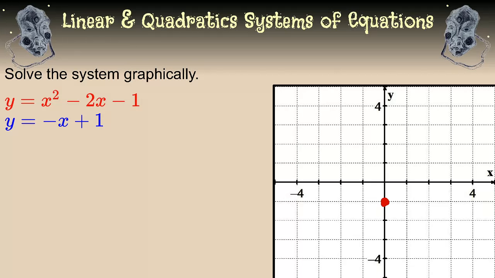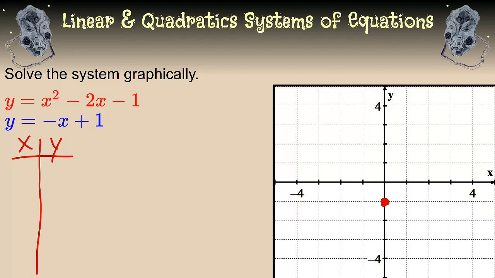And now I'm going to make a table. I could try to see if it factors. It does not factor. All right. So I'm going to make a table. And when I'm making a table, I'm going to plug in an x value and find the y value. If this trips you up, ask me a question, okay?